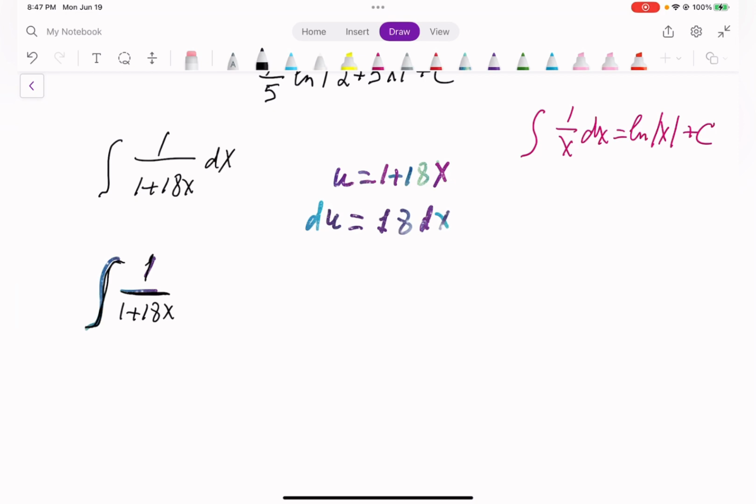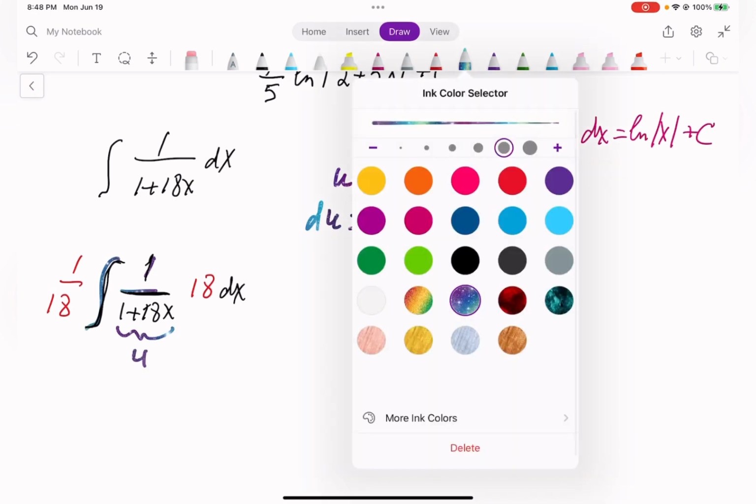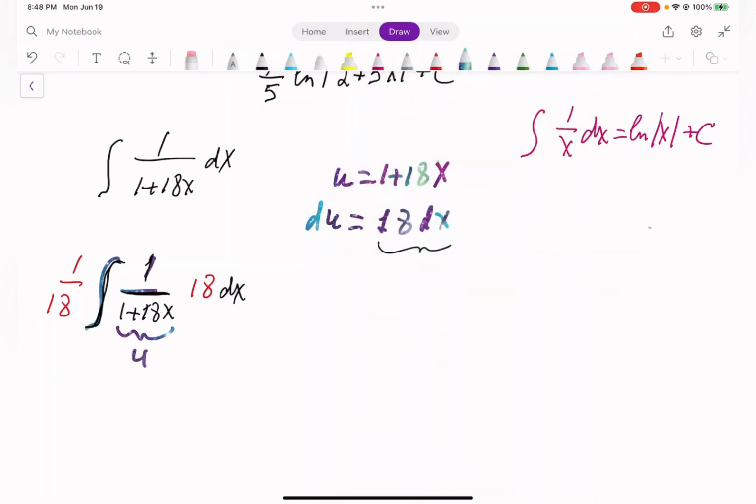Now instead of dx, I need 18 dx, so I'm squeezing in 18 dx and taking out 1 over 18, so as not to disbalance, right? Because I multiplied by 18, now I have to divide by 18 also, which is 1 over 18. So from here, what do we have? This is going to be my u. This is very thick. And this is going to be du, right?